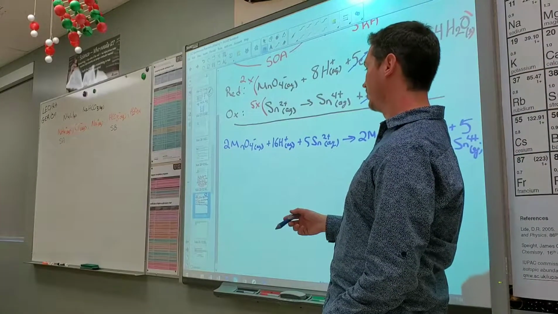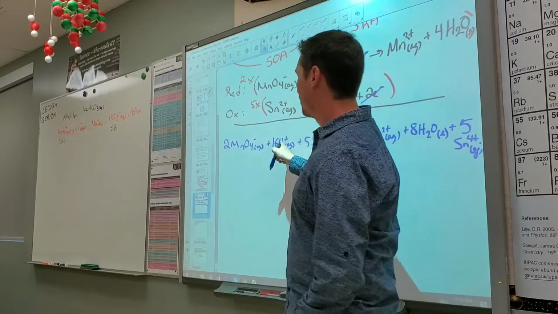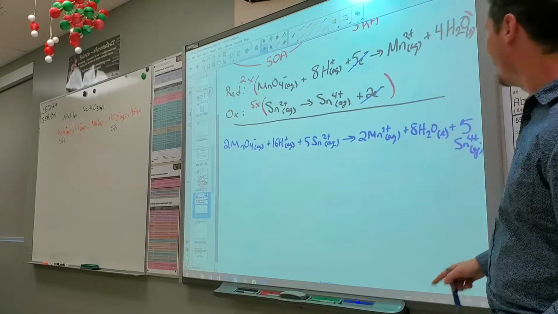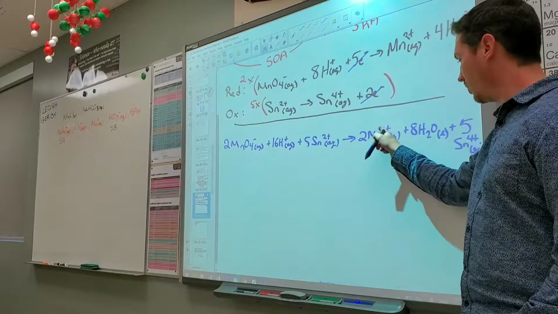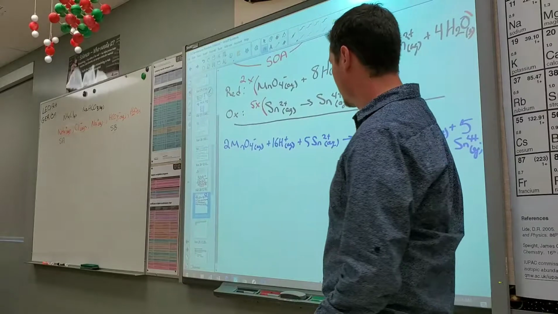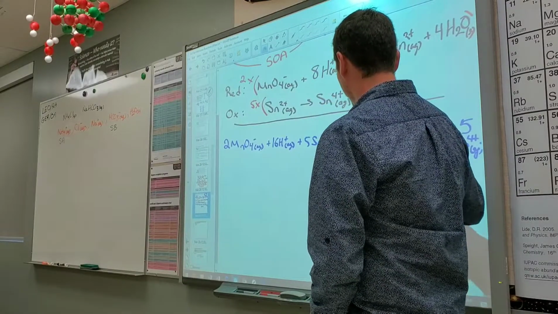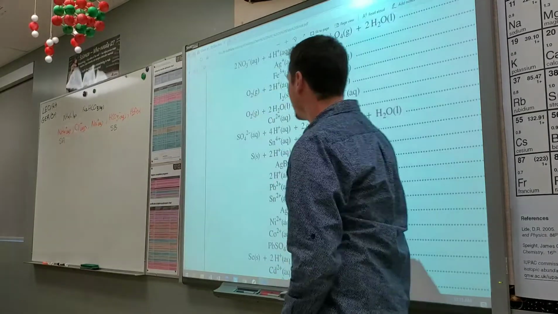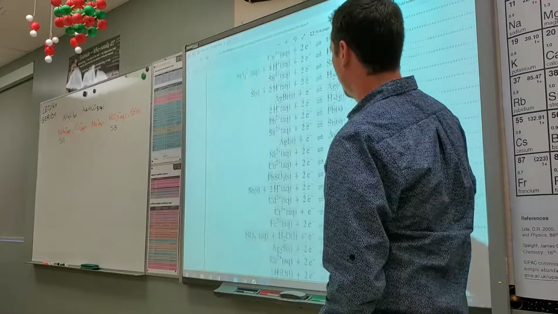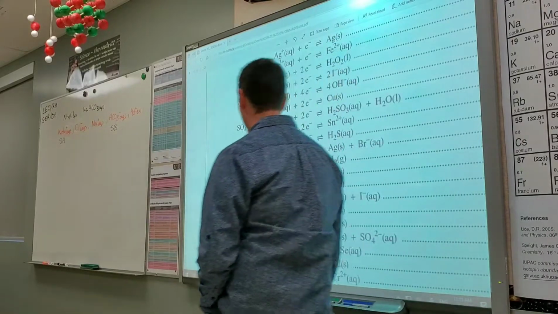Positive 24. -2 plus 16 is 14. 14 plus 10 is 24. Yeah, perfect. Okay, good. We've got 20 and 4, so 24. Not bad. Is this spontaneous or non-spontaneous? Spontaneous. Why is it spontaneous? This is spontaneous because our oxidizing agent is higher up than our reducing agent on the list. So it's downhill. Good.